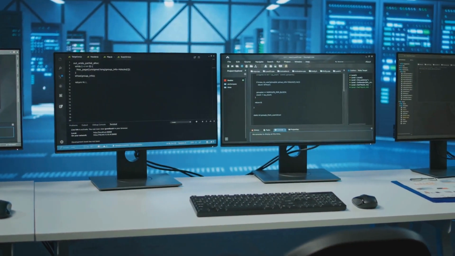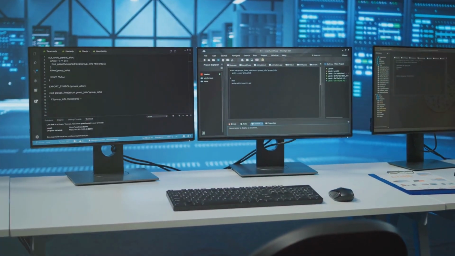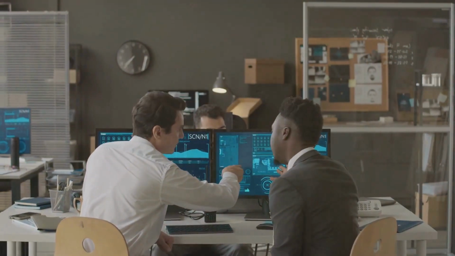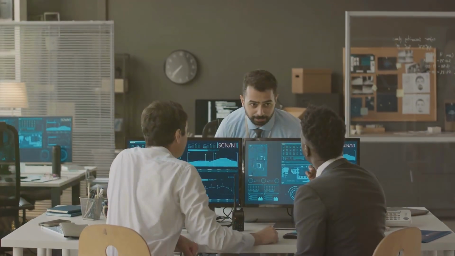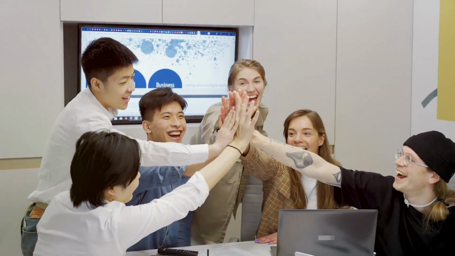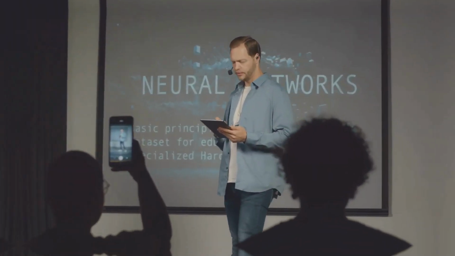Fifth, apply the algorithm, run the algorithm on the data. And finally, validate the solution. Check if the results are accurate and reliable. These steps are vital for the success of any machine learning project.